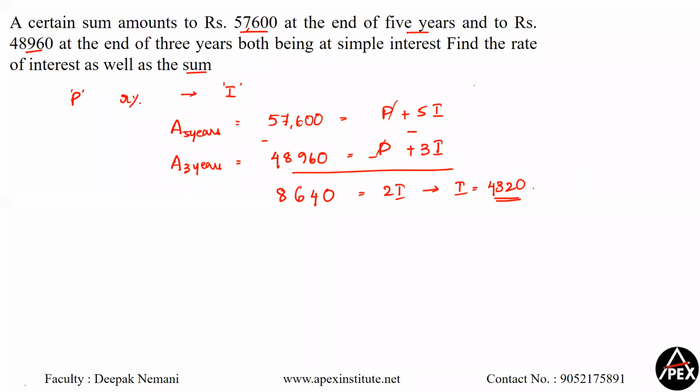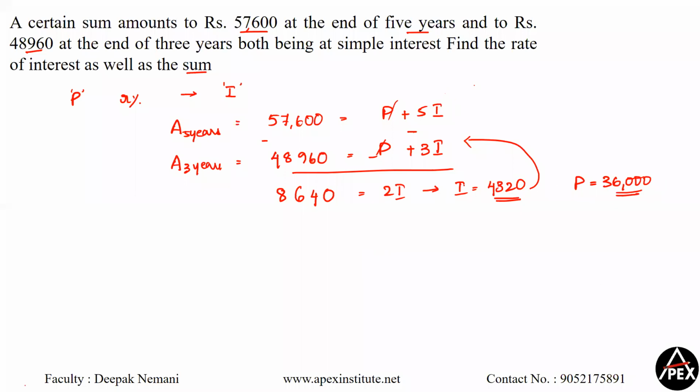Now we have interest. I will substitute here and find the principal in either of these two equations. So what is the principal here? Can someone help me with that? 36,000. Okay, so principal is equal to 36,000, isn't it?